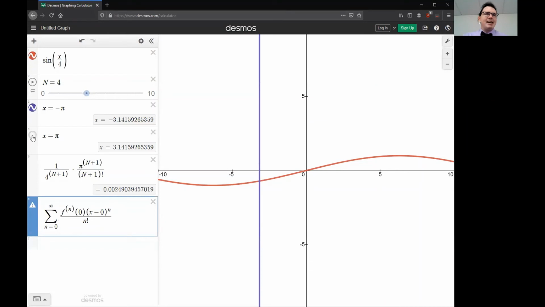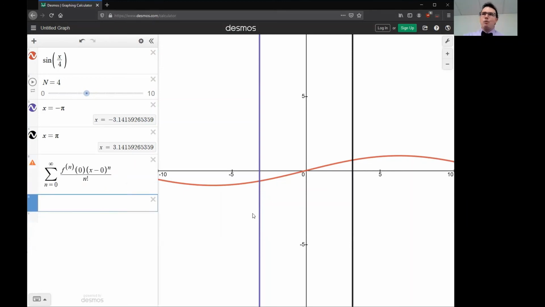So I'm going to turn my guides back on. And remember, I only want the approximation to be valid from minus pi to pi. Whatever it does outside of these, I don't care. And what I'm going to do is start writing out the terms of my Taylor series. So the constant term, I'll take the original function, sine of x over 4, and I'll plug in 0. Well, sine of 0 is 0, so my constant term is 0.